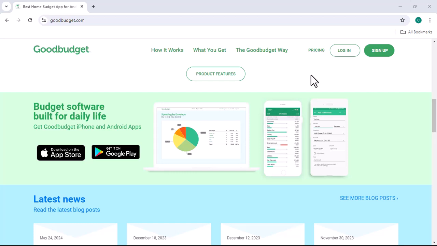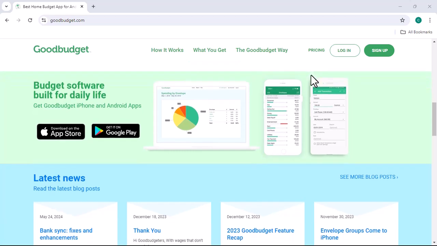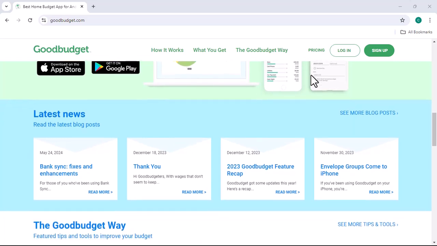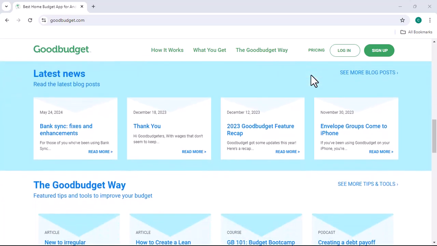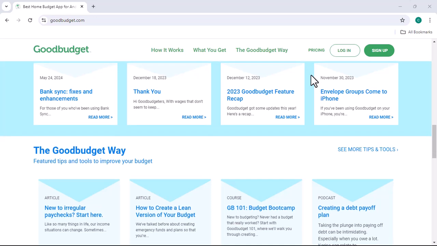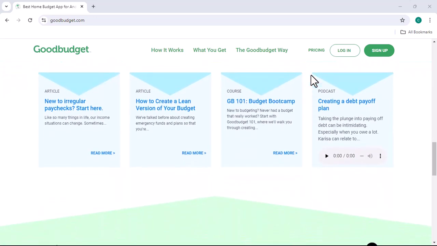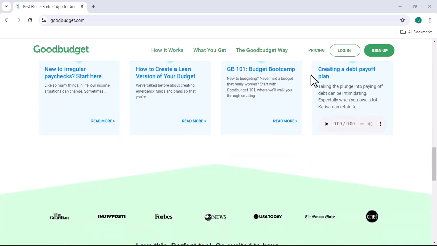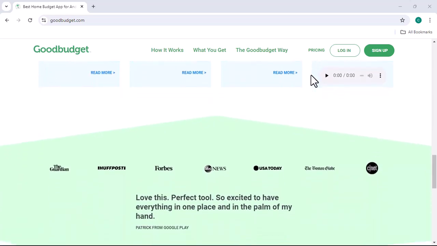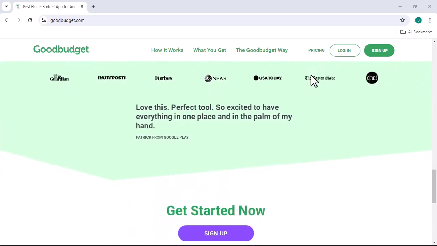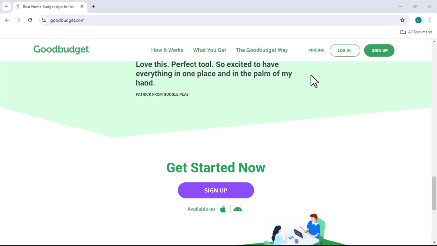Goodbudget, with its envelope system, offers a tangible way to manage your money. It's not just about tracking expenses, it's about actively deciding where your money should go before you spend it. This proactive approach is key to successful budgeting. It forces you to prioritize and make conscious decisions about your spending. So, let's get back to the burning question, is there a free version of Goodbudget?